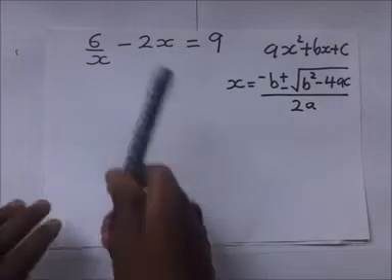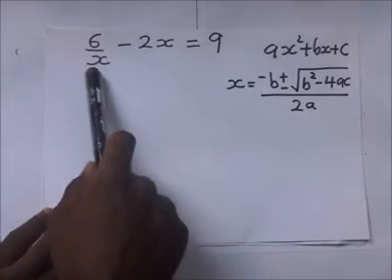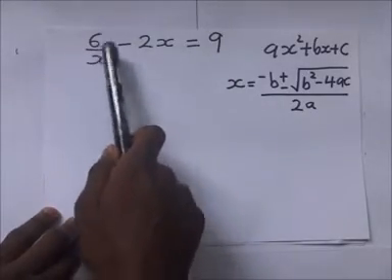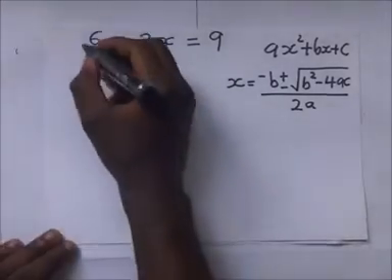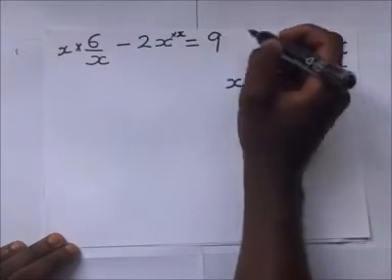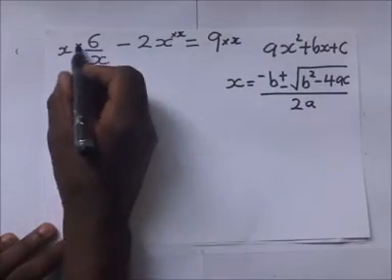So we are going to first rearrange this to look like this. Looking at this, we have a fraction 6 over x. So we first make it a flat equation by multiplying through by x. So we shall multiply by x here, and by x there.